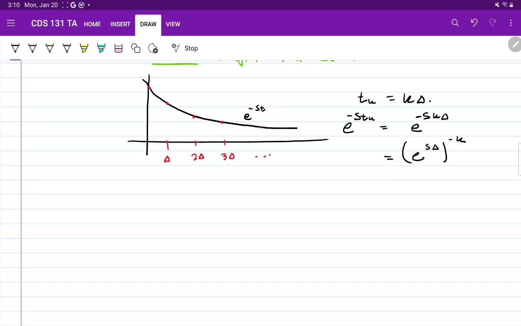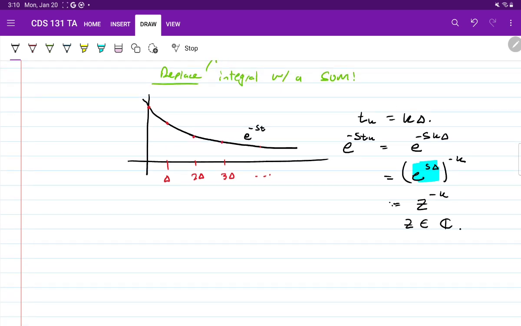So this guy on the inside is just a complex number, right? I can just remove this exponential and define this as z to the minus k, for z some complex number. What we've done is take this exponential, which appears in continuous time, and replace it with a geometric term. So this is a geometric growth instead of an exponential growth, all right?